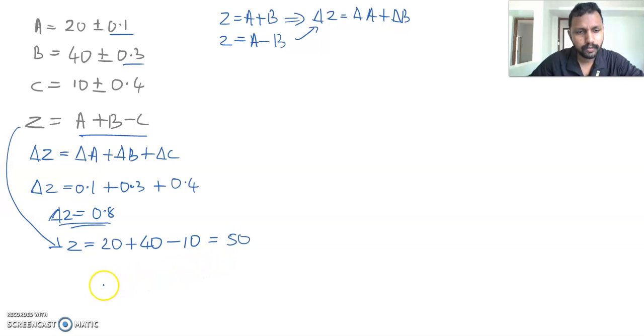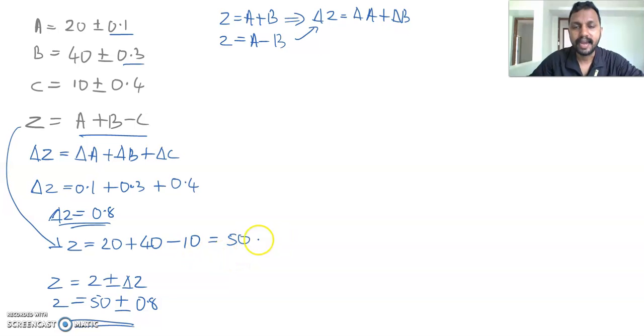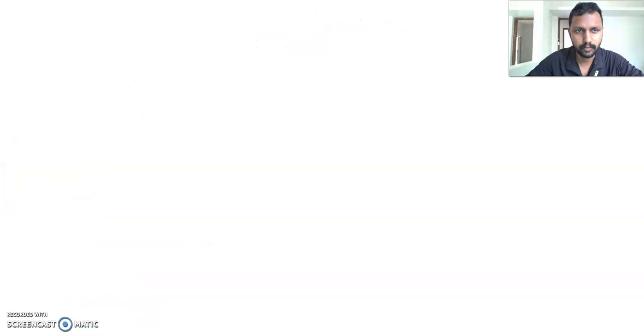Therefore, Z can be written as Z plus or minus delta Z, that is, 50 plus or minus 0.8. Okay, this is your answer. Now you know how to add and subtract two physical quantities and find the error in the answer. Let's move on to our next situation.